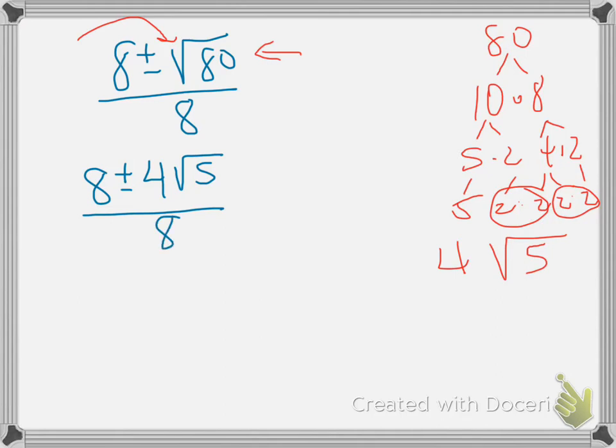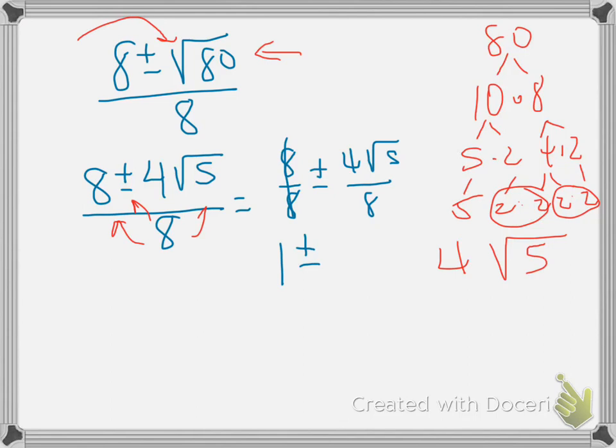Now, our denominator has an 8, and so really our denominator goes to both of these guys. See the plus and minus sign right here? It's like the 8 goes to one side of the plus and minus, and the 8 goes to the other side. So I'm going to rewrite it so you can see a little better. Here we go. 8 over 8 plus or minus 4 square root of 5 over 8. All right, and now I can simplify this, and 8 over 8 is 1. That's 1 plus or minus the square root of 5 over 2.